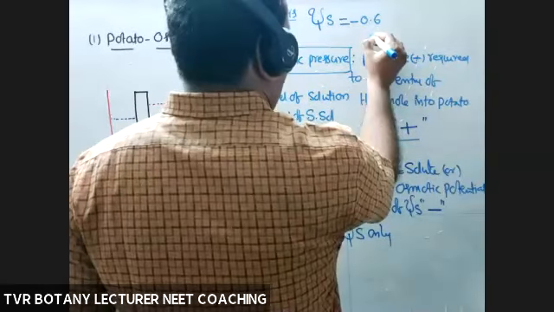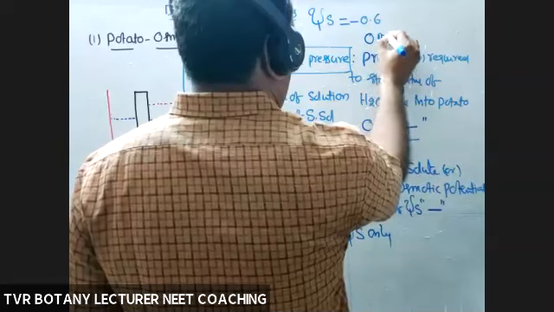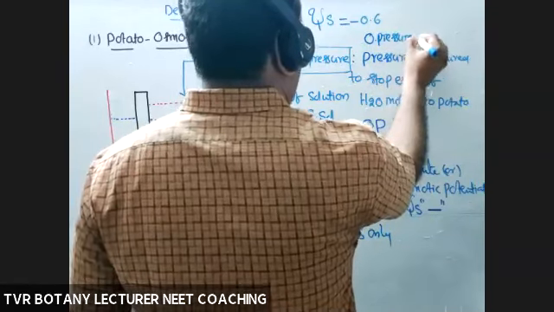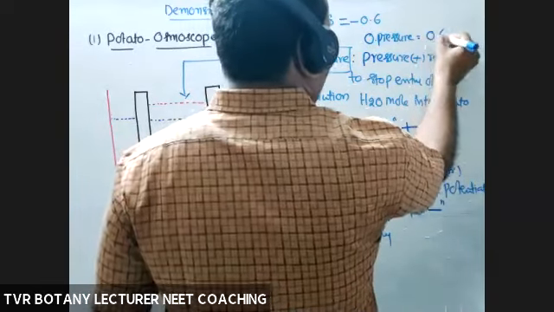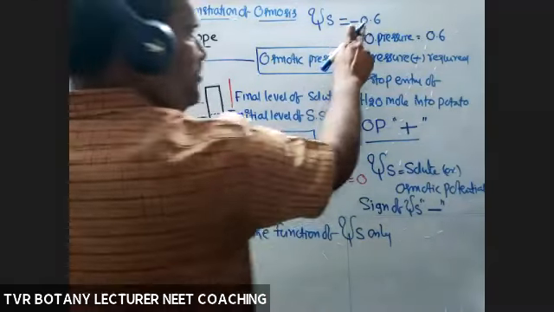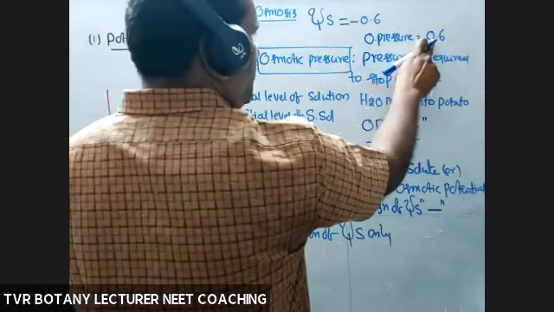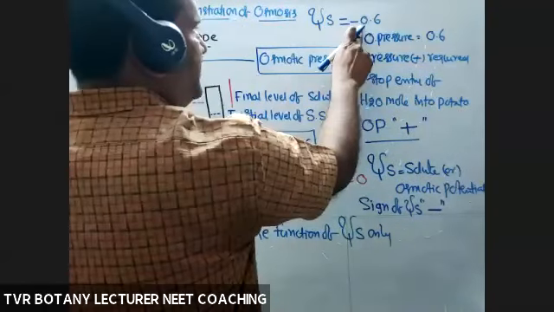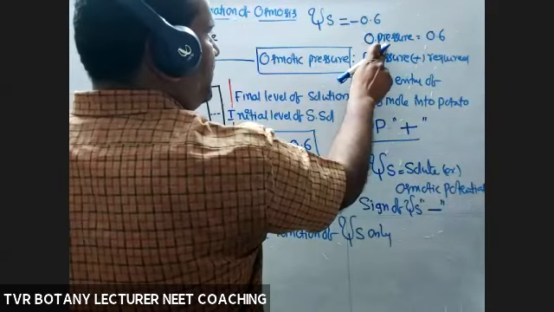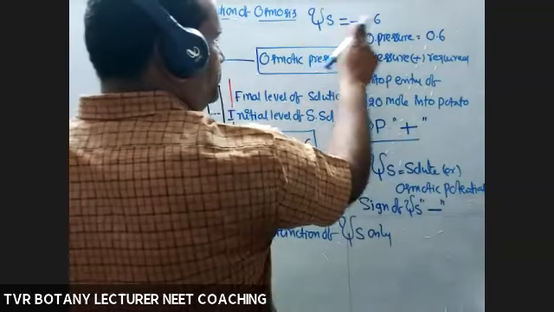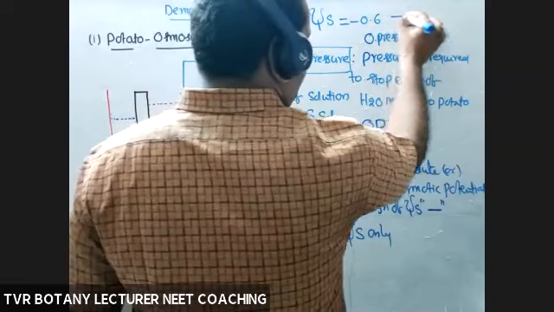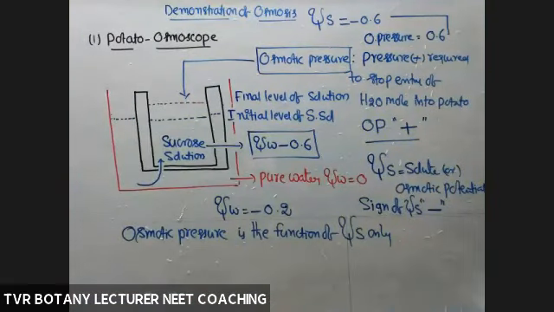And what about the osmotic pressure required to stop further movement of water into it? It is 0.6. Okay, so numerically 0.6, 0.6, same or not? What is the difference between psi S and osmotic pressure? Sign is the difference. Numerically similar, but sign is different. So this one is negative, this one is positive. Numerically similar or not? 0.6, 0.6.